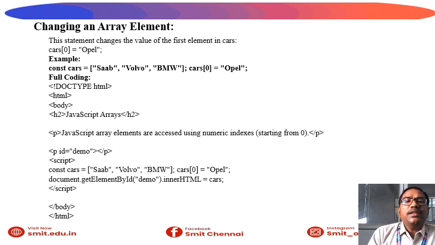Next is changing an element of the array. So again here we can use the index value to change the element. Now inside the example you can see here the name of the array is cars. Again we can give the various values of the array, and immediately you can see the next statement, cars[0] equal to Opel. So we are going to change the first element. 0 means the first element, so from Saab to the new element Opel. So in the output the first element will get changed.